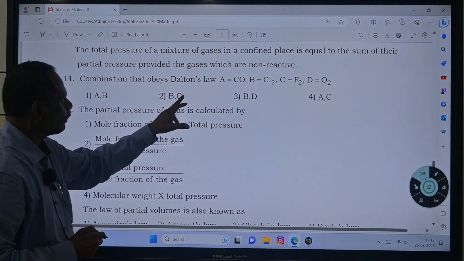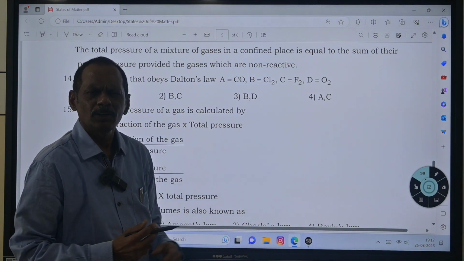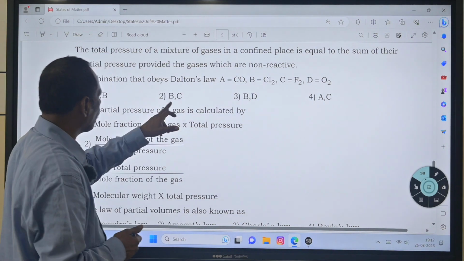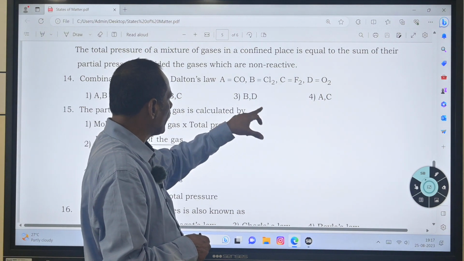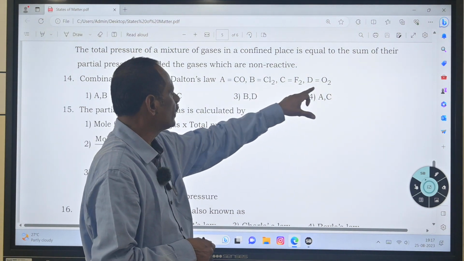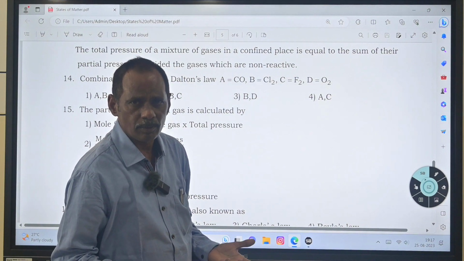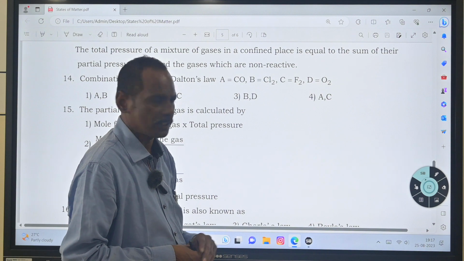Then the second option, B and C. B is chlorine and C is fluorine. No reaction between chlorine and fluorine at room temperature. Therefore, Dalton's law is applicable for the second option, B and C. And the third option, B and D. B is chlorine, D is oxygen. No reaction between chlorine and oxygen under normal conditions. So Dalton's law is also applicable for the B and D combination, the third option.